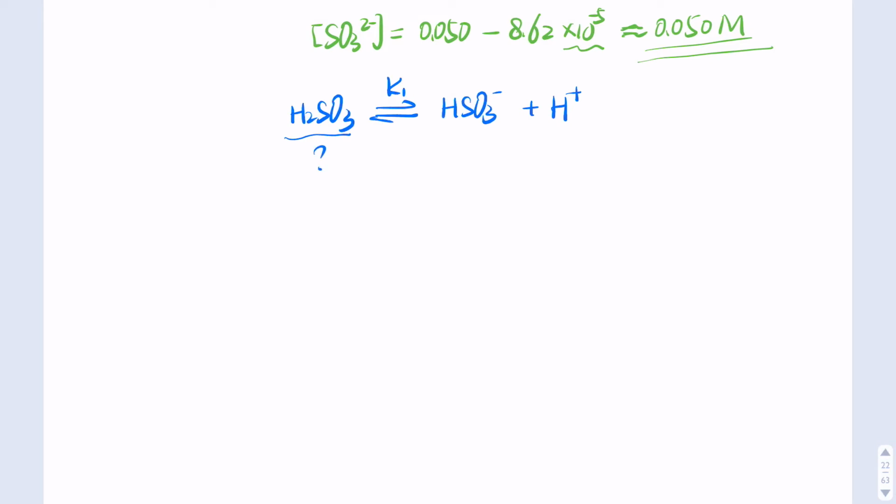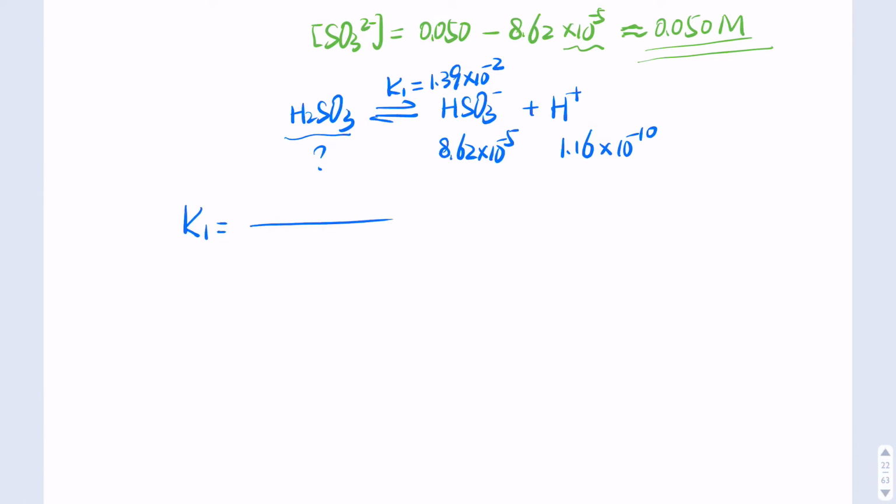We don't know what that is, but we know the concentration of HSO3 minus because we calculated it, which is 8.62 times 10 to the negative 5. Hydrogen ion concentration, we also could calculate because we know pH or we know OH concentration. Either way, you can calculate it. And then we know the Ka1 value or K1 value, which is 1.39 times 10 to the negative 2. Okay, so once you know all that, we can totally calculate it.